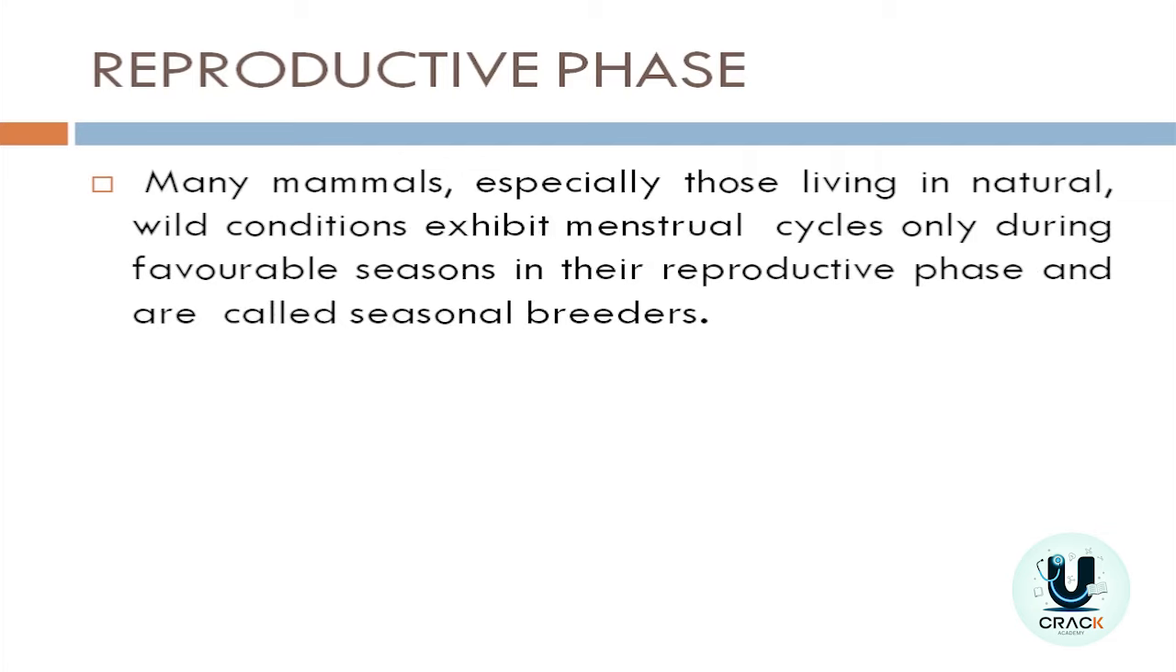Many mammals, especially those living in natural wild conditions, exhibit the cycle only during the favorable season in their reproductive phase and are called seasonal breeders.